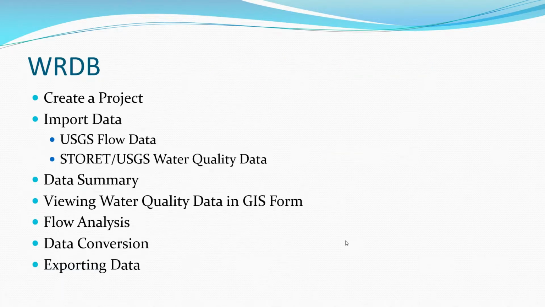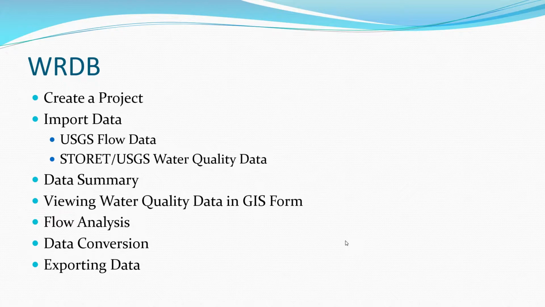Okay, I'm going to demonstrate now how to create a project and import data. The data that we'll import will be the USGS flow data that we downloaded in Basins, and then the STORET USGS water quality data that we downloaded from the water quality portal and processed with the spreadsheet. I'll show you the different functions that WRDB has to summarize your data so that you can just take inventory of what's there.